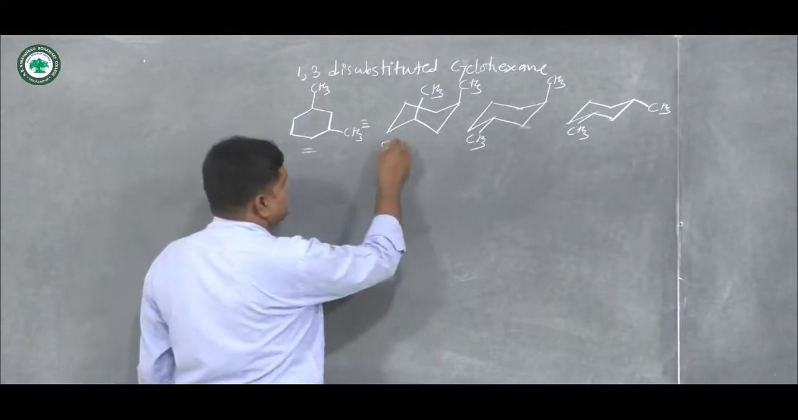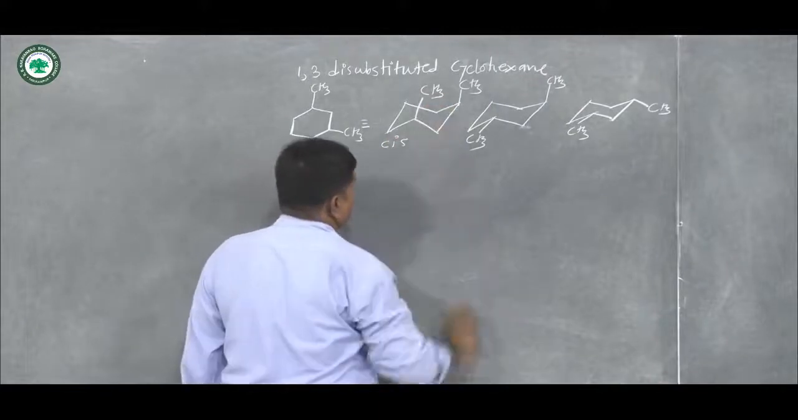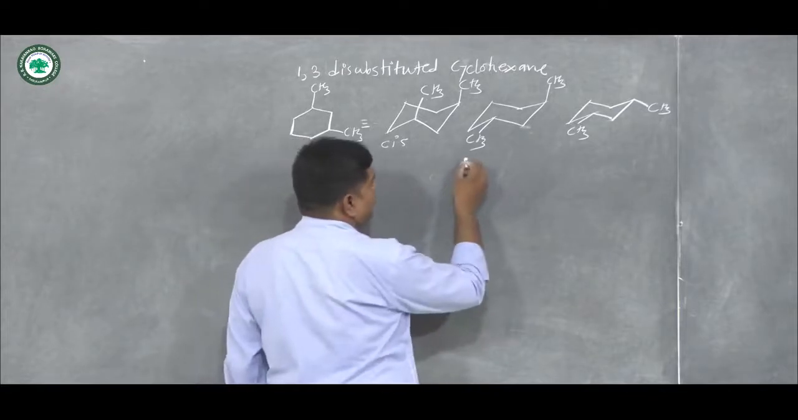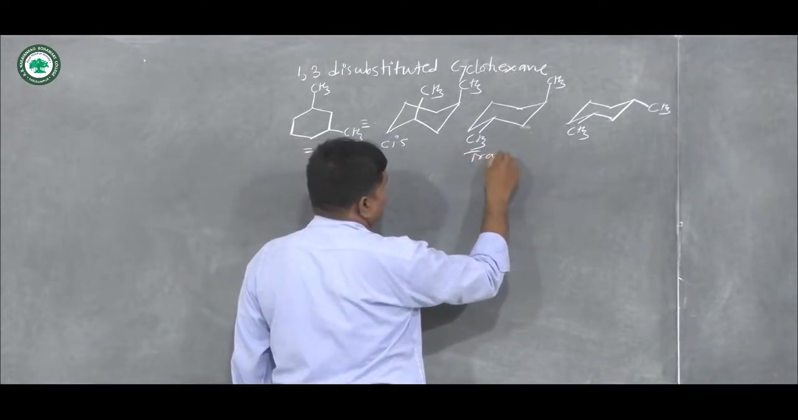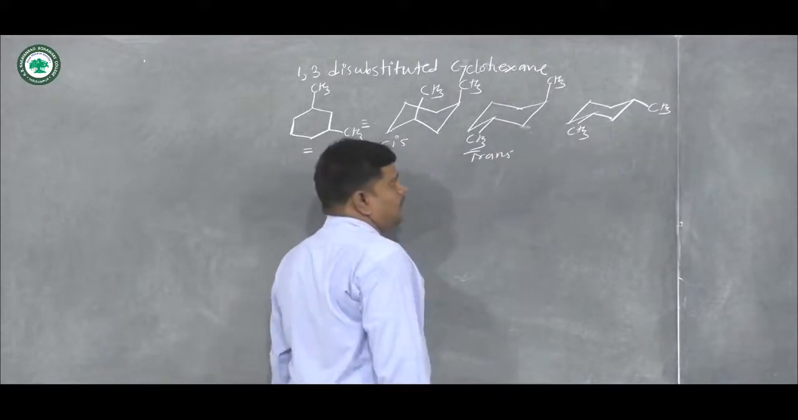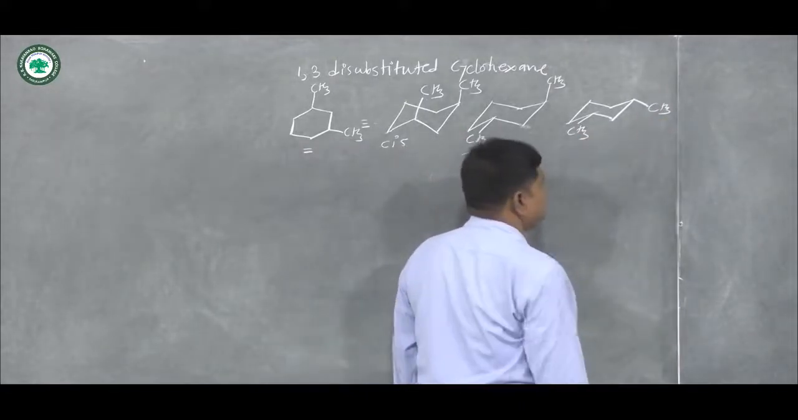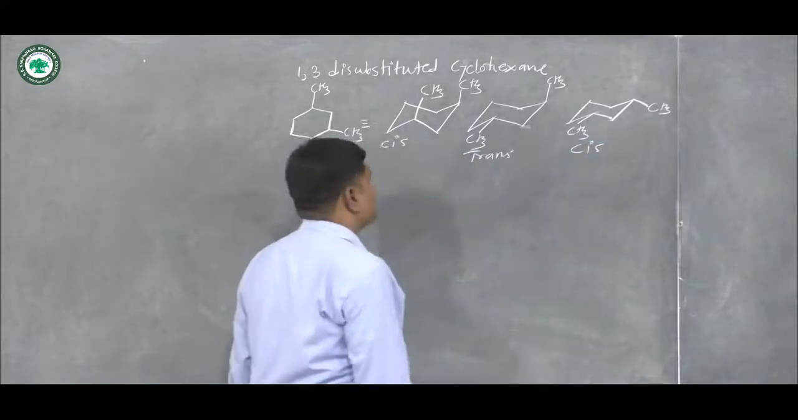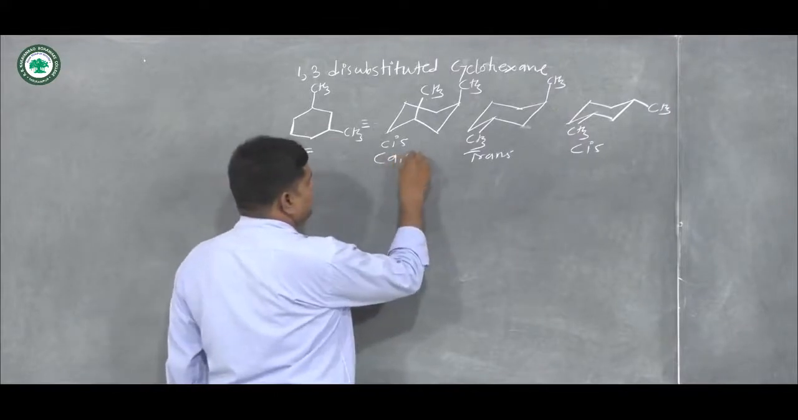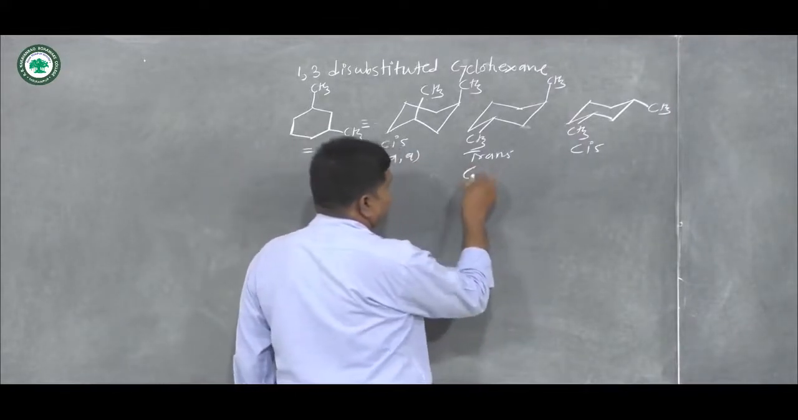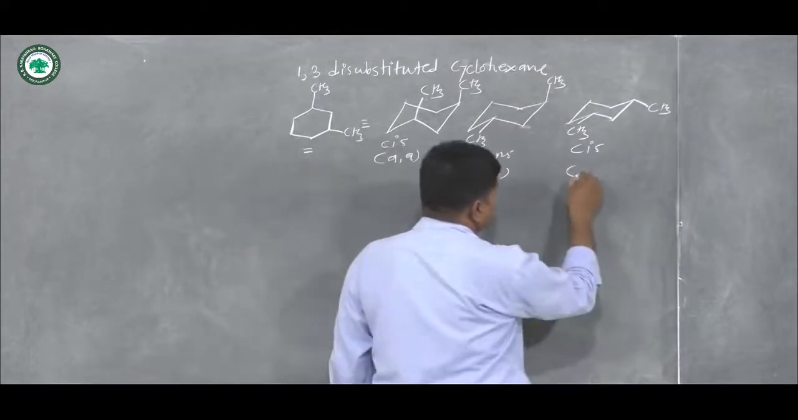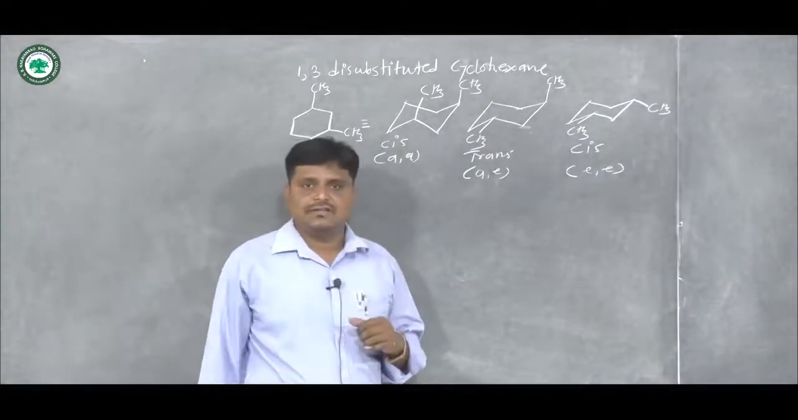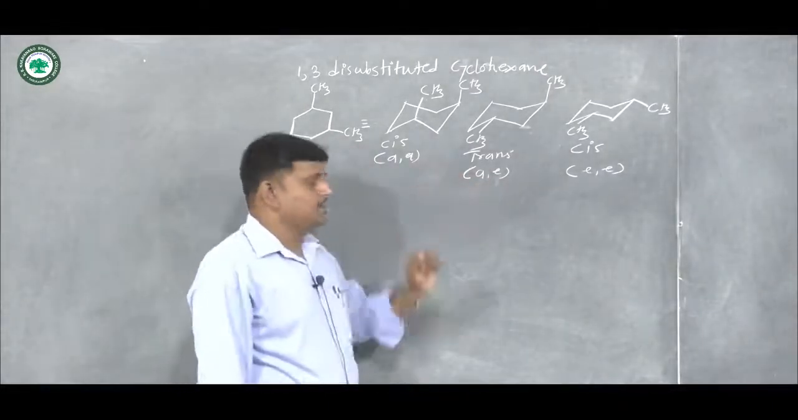Okay, now this is cis. Why? Because both methyls are on the same side. Here both methyls are on the opposite side, so we write here this is trans. Here both methyls are on the same side, so we write this is cis. Okay, here cis axial, here trans axial equatorial, and here cis equatorial. So in this case 1,3 disubstituted cyclohexane contains 2 cis and 1 trans.